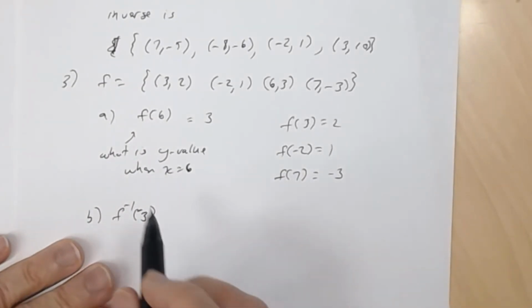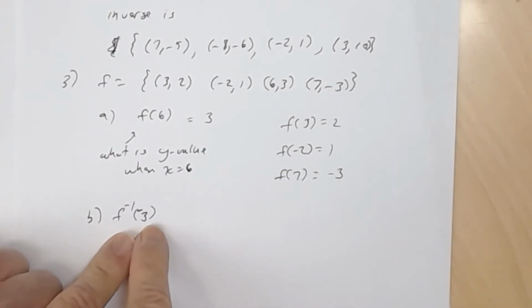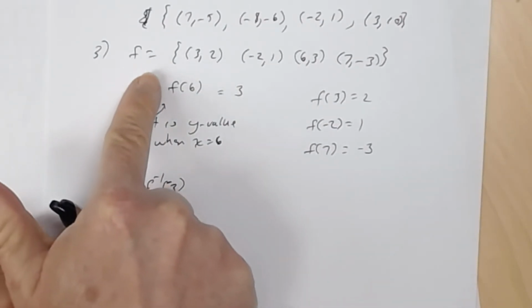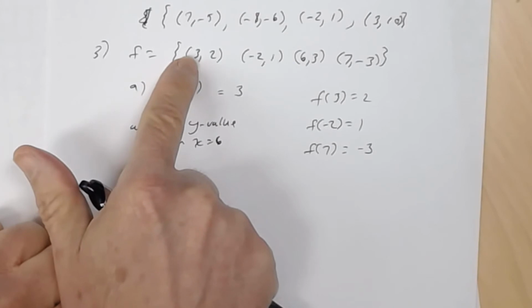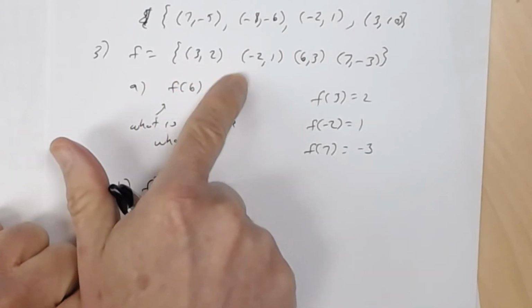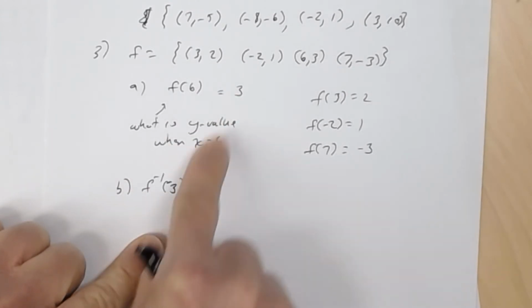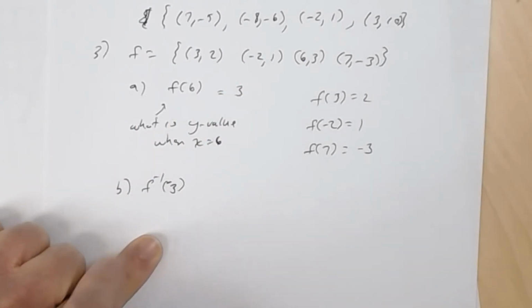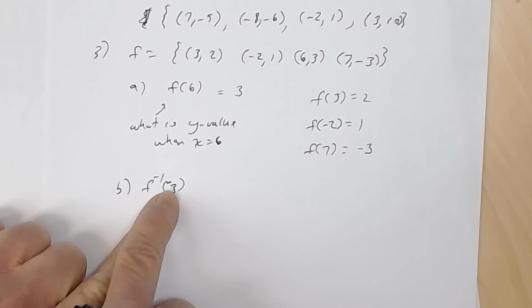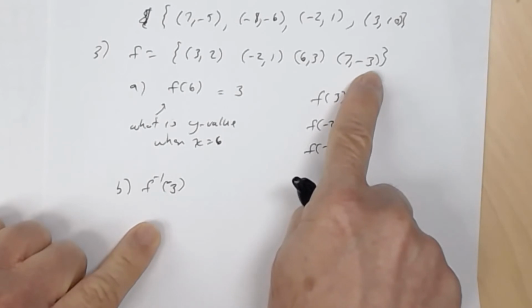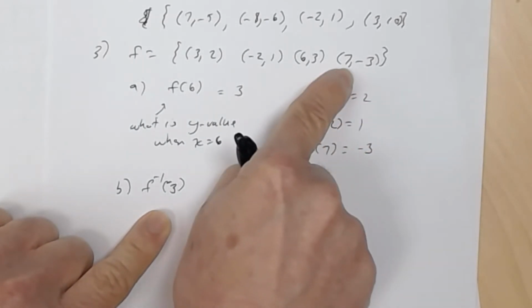What you have to do is remember what the inverse does. What f did was take these x coordinates and give you a y coordinate. The inverse goes the other way around. So you want to look for where your output was negative 3. Where do you see your output being negative 3? Right here.